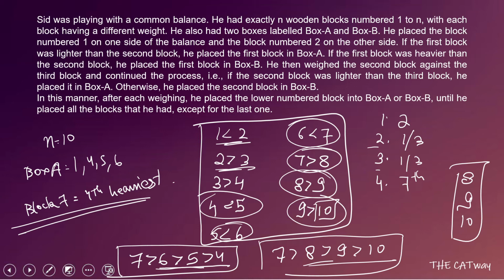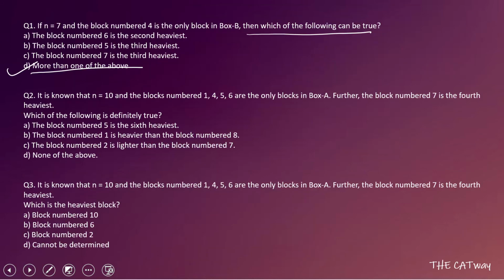So now let us move towards the options. Let's see what has been said. It has been asked which of the following is definitely true. Talking about definitely true, it is said that block number 5 is the 6th heaviest.